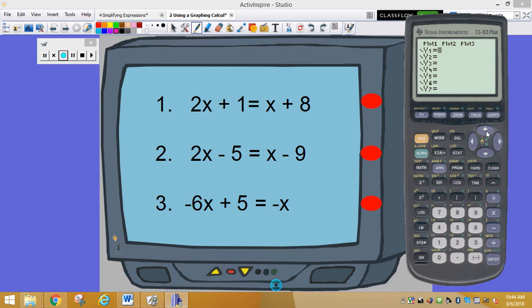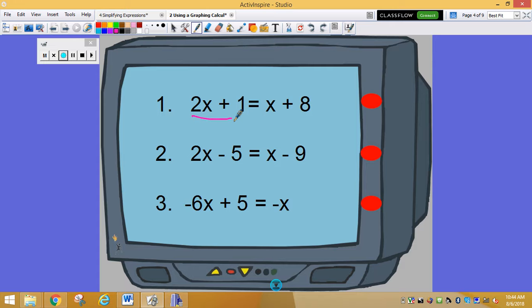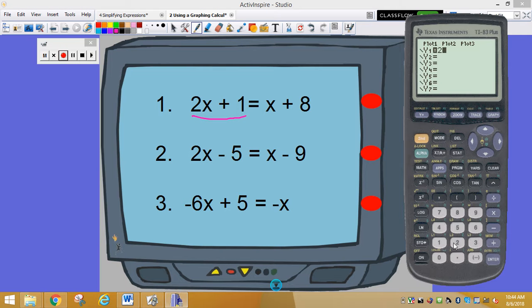I'm going to type in the left side right here. I'm going to type in 2x plus 1. Then I'm going to go down. I'm going to type in the right side. X plus 8. You can pause it if I go too fast and you need to catch up. You hit graph.